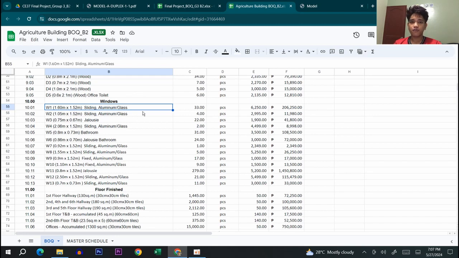Then from third floor up to the sixth floor, it is a combination of a majority of jalousie windows with a bit of sliding windows for the remaining offices found in the third floor and in the fifth floor in the DevCom office. So window 11 is the 0.8 by 1.52 meters jalousie window. These are the classroom windows, or the windows that are very popular or common in the agriculture building.